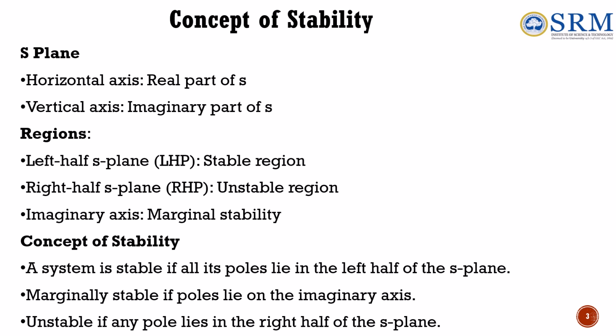Concept of stability. The s-plane is a graph with two axes. The horizontal axis shows the real part of s and the vertical axis shows the imaginary part. If all the system's poles are in the left half of this plane, the system is stable. If any pole is in the right half, the system is unstable. If poles lie exactly on the imaginary axis, the system is marginally stable, meaning it neither grows nor decays, but oscillates continuously.